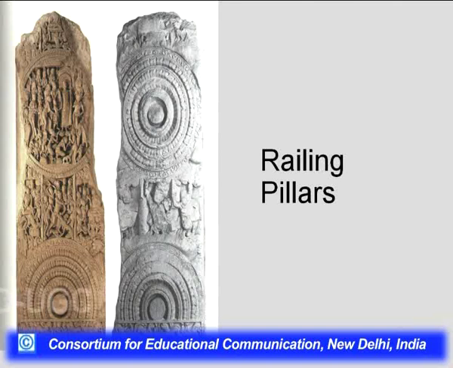Alright, here is an example of another railing pillar where on the outer side are the usual Padmas or lotuses, but on the inner side you can see these crowded scenes where on the top you can see a scene where Buddha is being venerated by various kinds of figures, and on the bottom part is a scene where Buddha is being prevented from leaving his palace by various ladies of the harem.